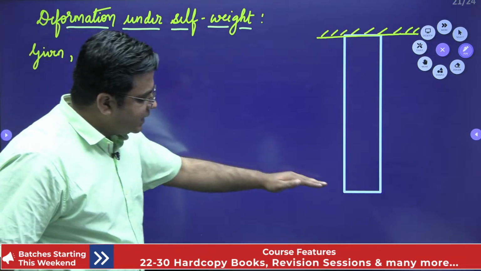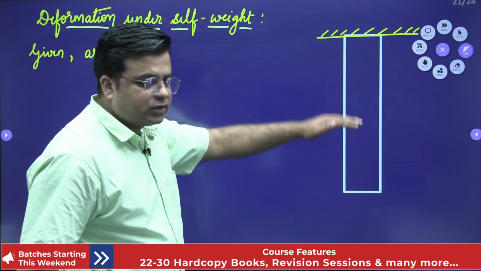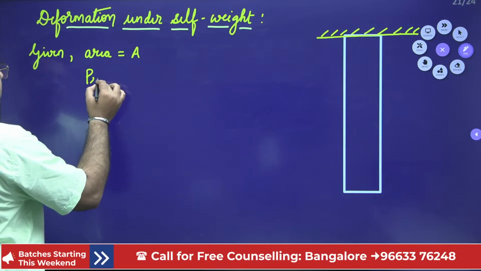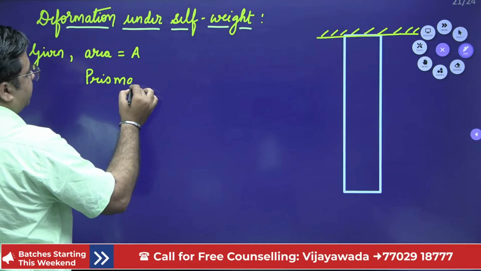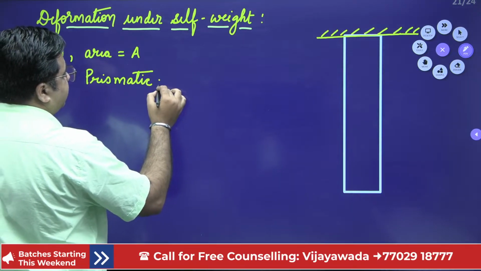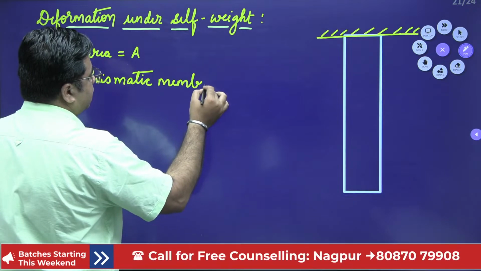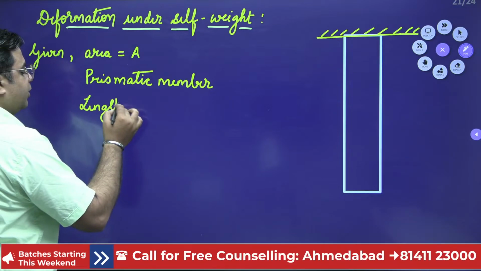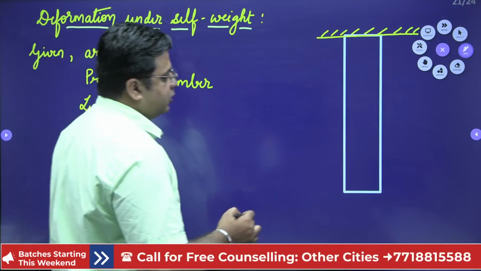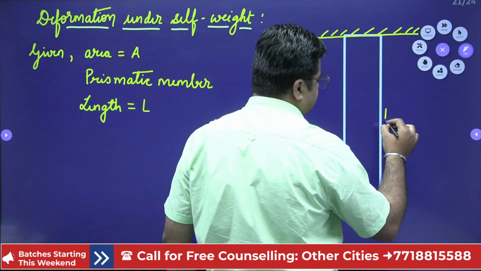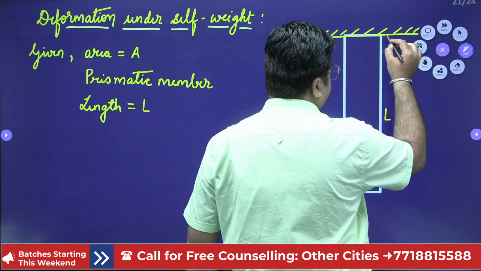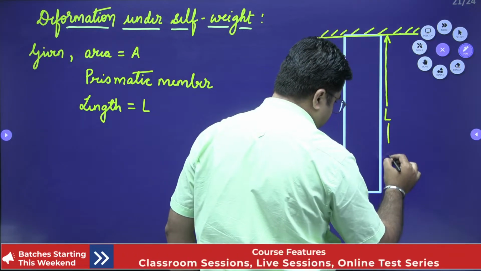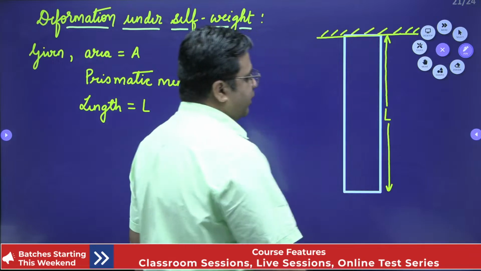It is a prismatic member, which means the cross-sectional area is constant throughout the length of the member. Length of the member is L. The entire length is L.